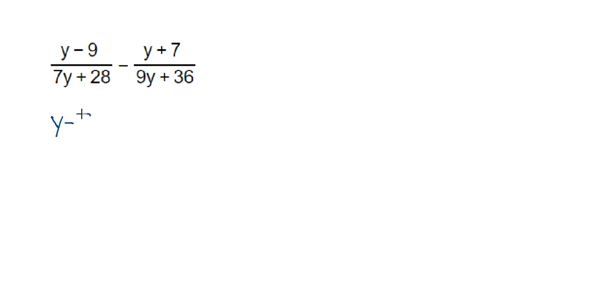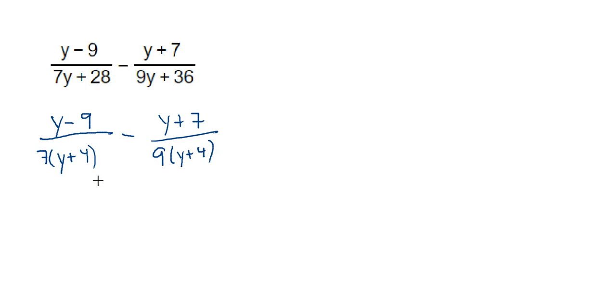Thankfully, it's not really difficult factoring. It's just greatest common factor. Sorry, too many mathematical terms floating around in my head. So we can factor out a 7, right? And that's going to leave me with y plus 4. Minus, here we'll have y plus 7 over, here we can factor out a 9, and that also leaves me with y plus 4. And that's really nice because these factors are the same.